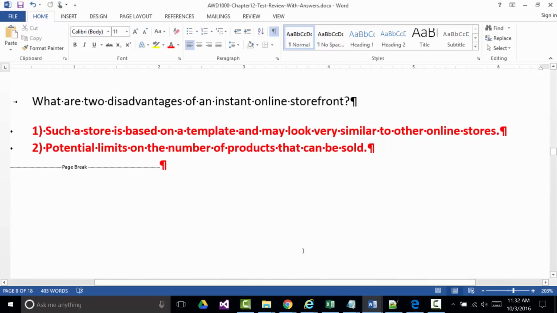What are two disadvantages of instant online storefronts? One, you're not given a lot of choice as far as colors and templates. They're very generic templates, so they all kind of look alike. Number 2, they may limit the number of products you can sell. All right? Because a lot of these instant things are either free or darn close to being free. That's part of the reason that you've got these disadvantages.